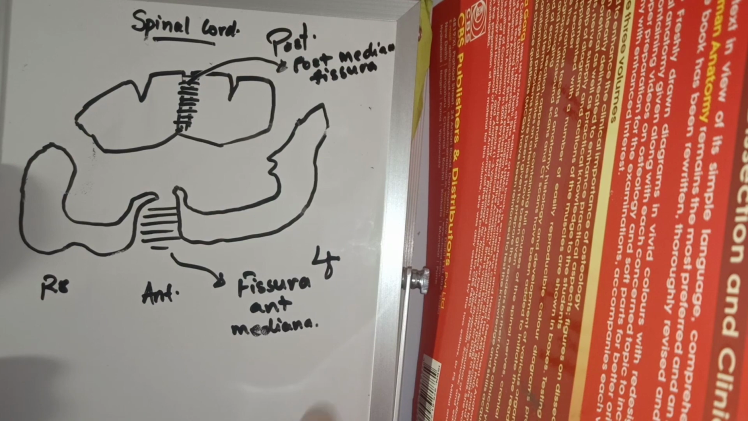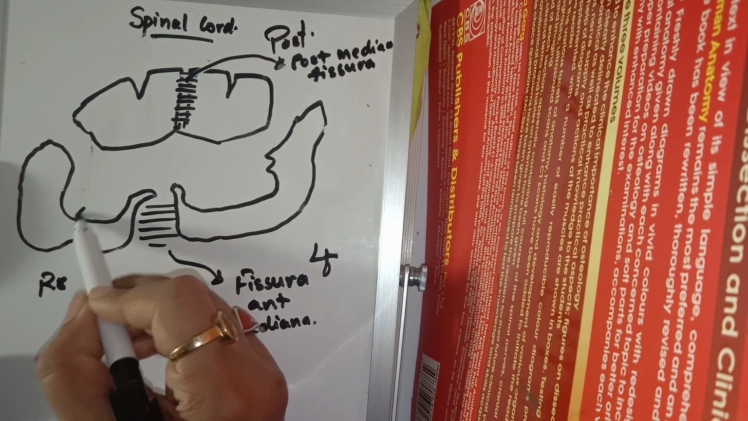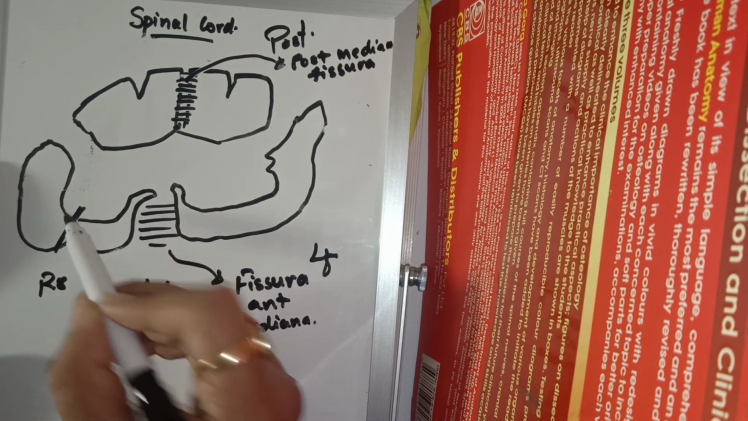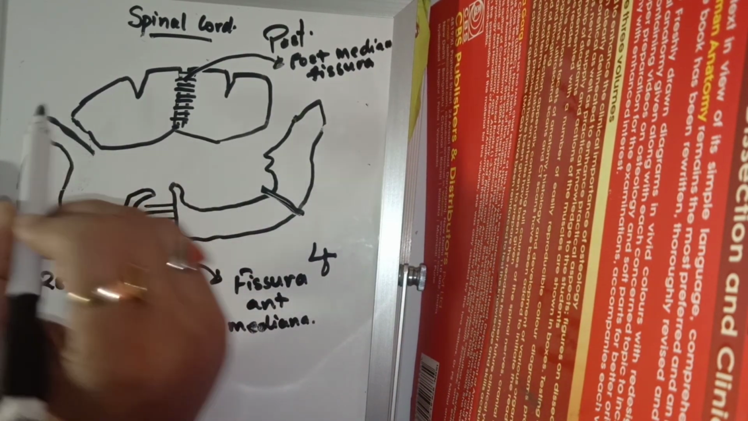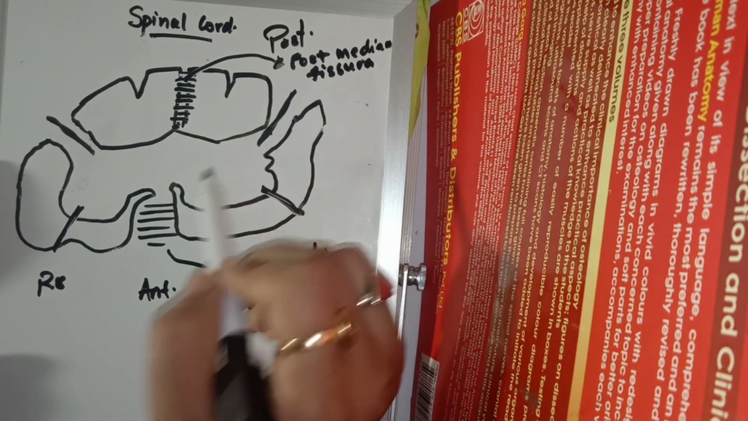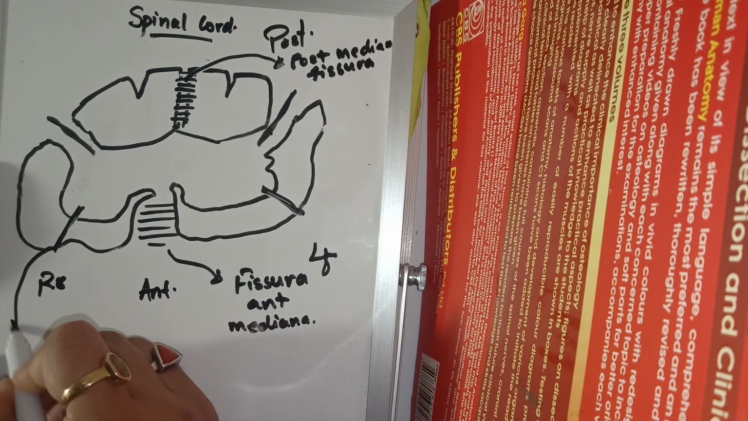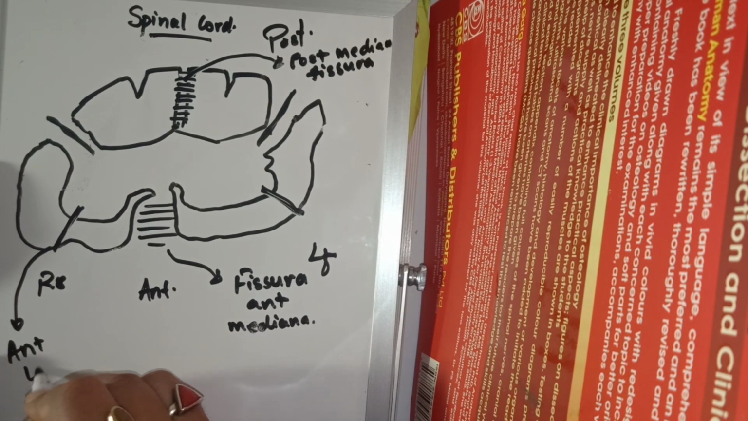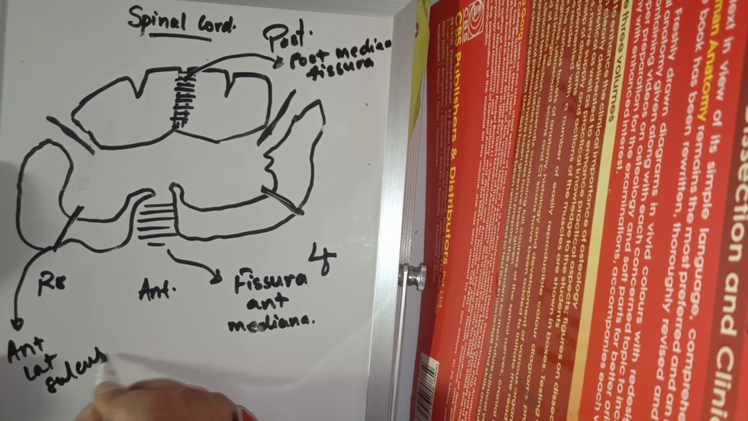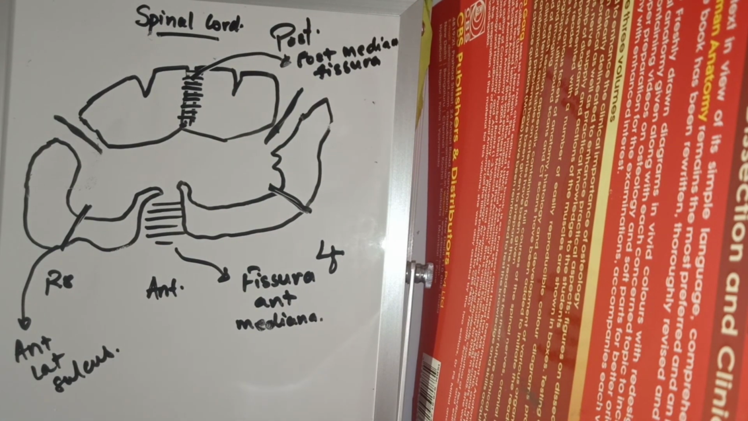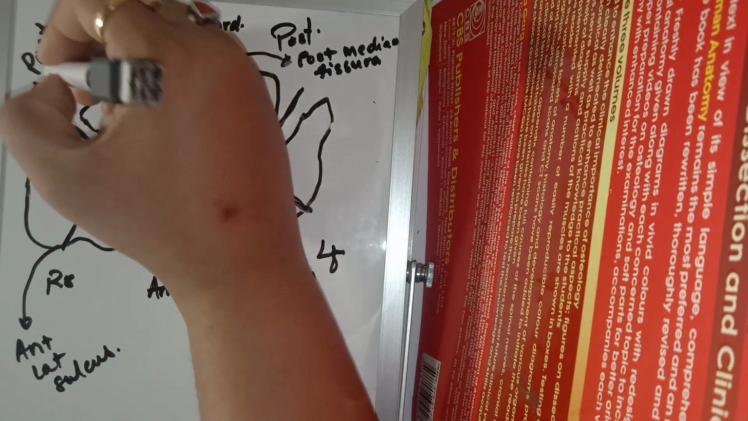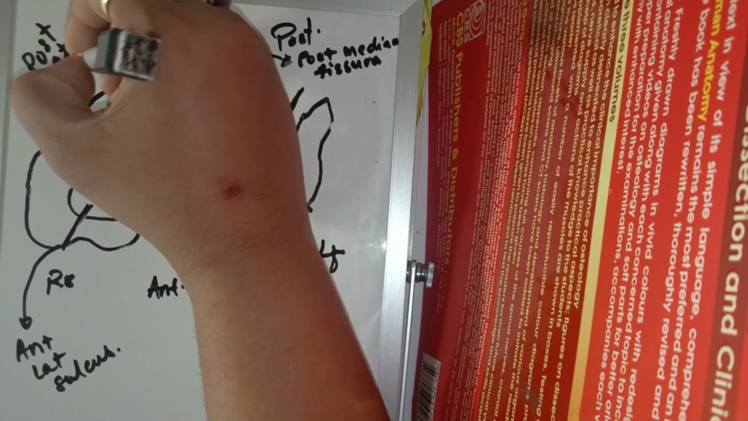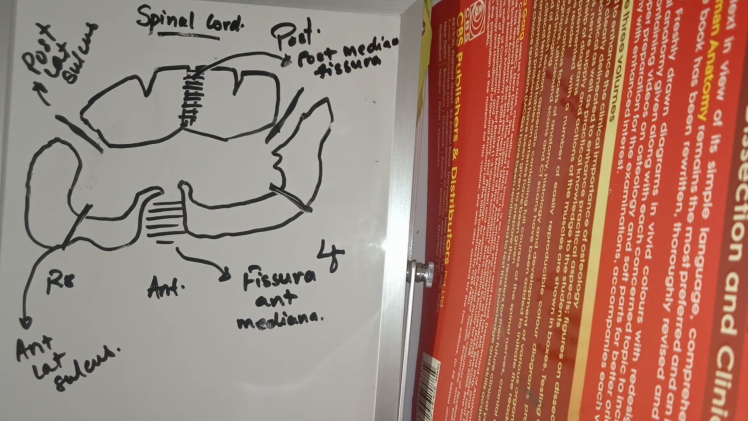Now we have the sulcus. Here we have the same sulcus, and then here we have the sulcus, same as here. This sulcus is known as the anterior lateral sulcus. Here we have the posterior lateral sulcus. Okay, we have the anterior lateral sulcus and the posterior lateral sulcus.